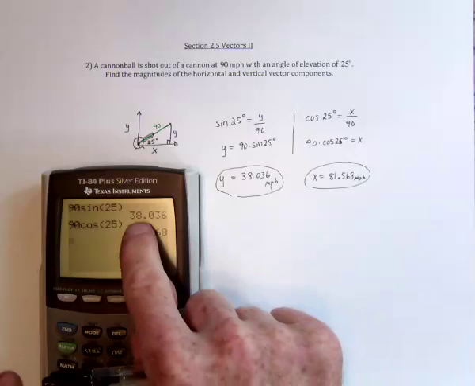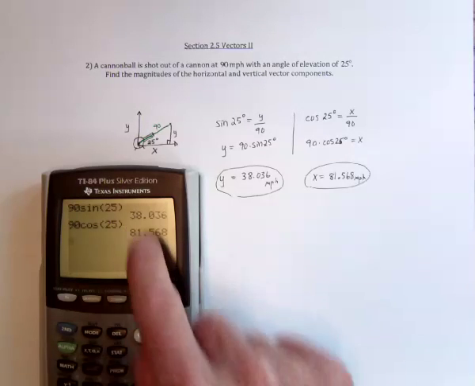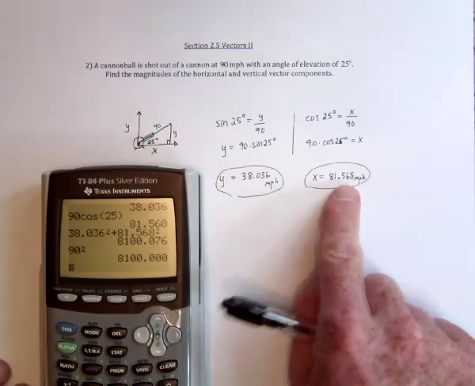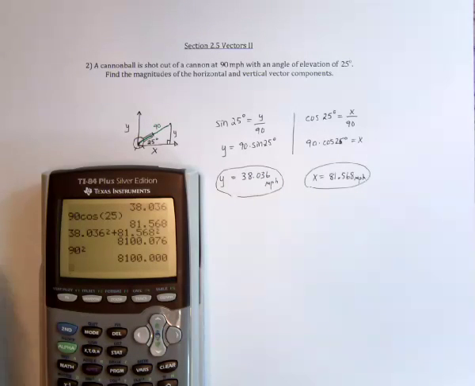And then if we squared both of these and added them together, it should give us the 90 squared. 38.036 squared plus 81.568 squared, and then 90 squared. So there's a little tiny bit of rounding error in these, but otherwise they're correct.